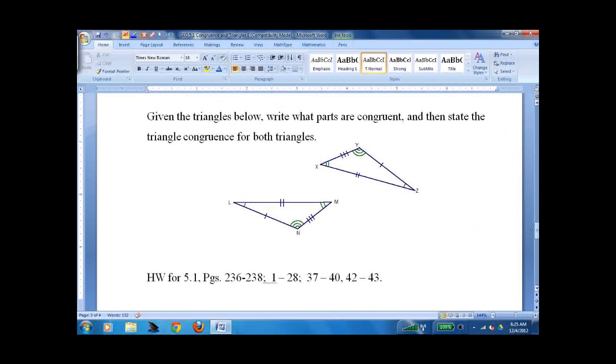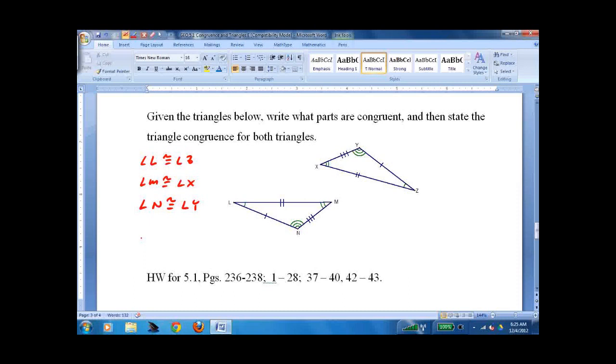Now, looking at these triangles, write what parts are congruent. Then stop and write the whole triangle congruence. So I'm just going to do this. You might want to pause the recording and do it yourself. Angle L is congruent to angle Z. Angle M is congruent to angle X. Angle N is congruent to angle Y.